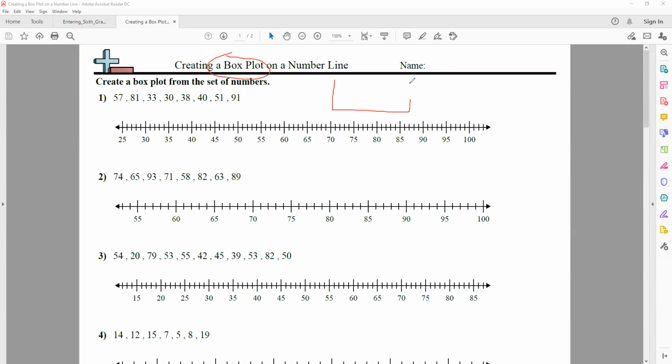Like this is 91. Yes, that's your maximum. Okay, and then what about your minimum? What's the smallest number? So let's see. Right here. No, that's the 57.